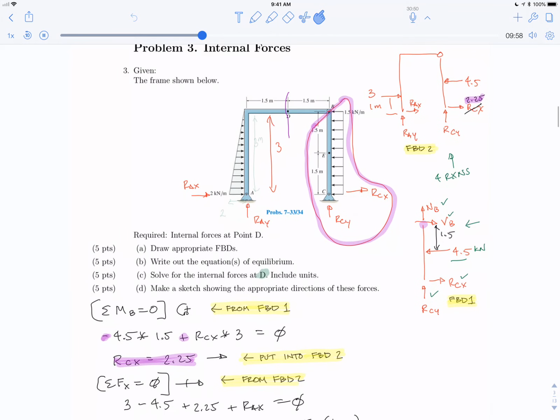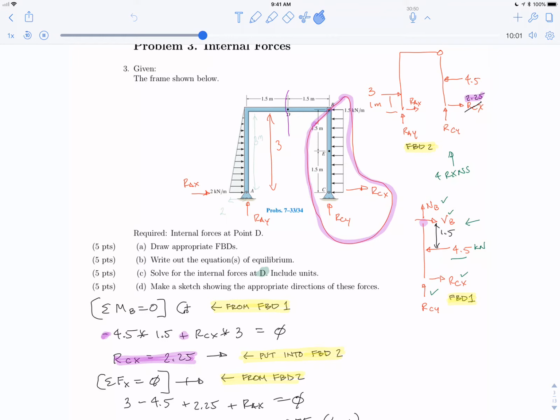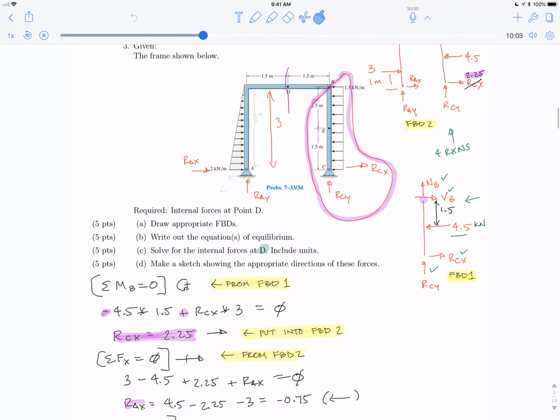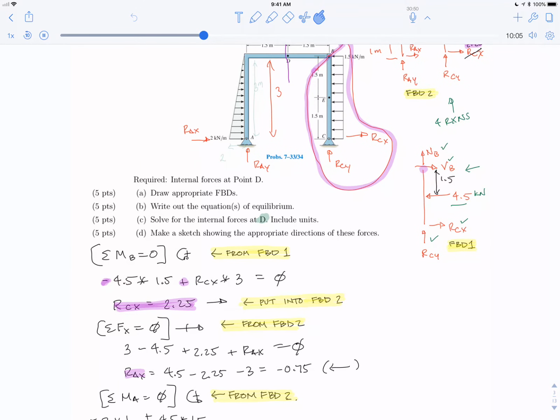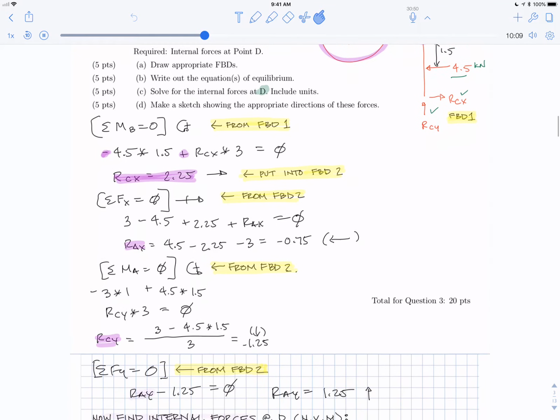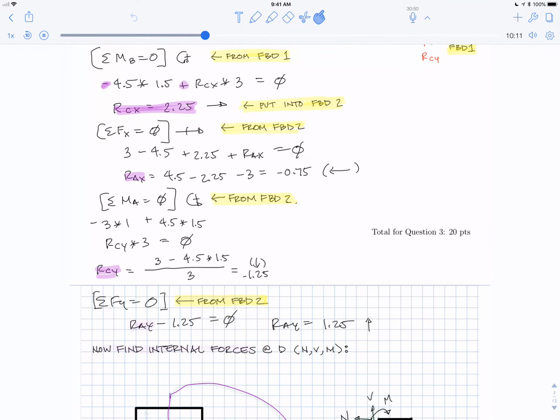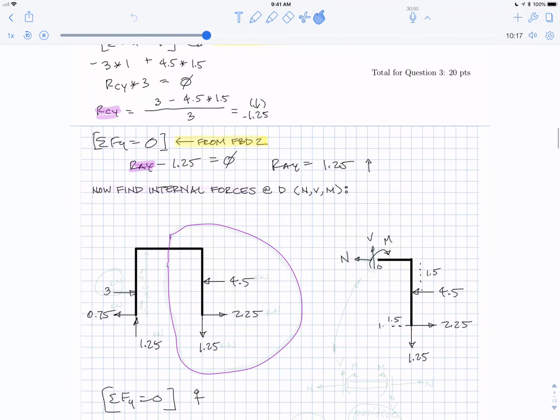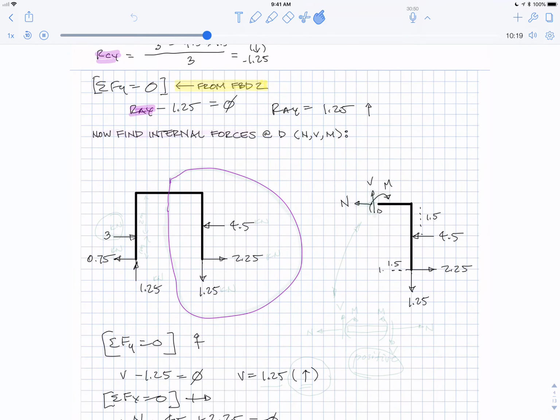Once I knew that, I just did statics. I took sum Fx equals 0. I was able to get RAX. I took moments about A, and I was able to get RCY. And then I took sum of forces in the Y direction, and I was able to get RAY. Okay, so that would be the frame problem, which is problem 4 on your test.